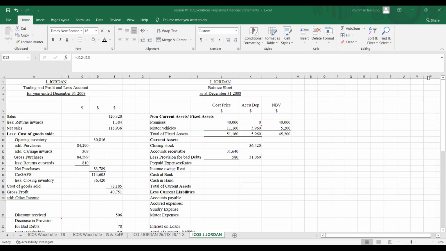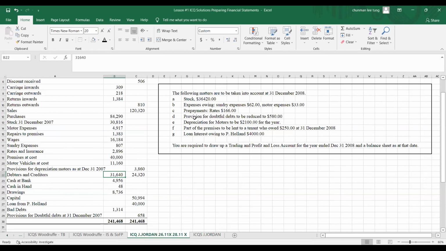You're just putting aside money in the event that you have a bad debt. So I hope you all understand up to that so far. In this question, going back to the question here, we see that provision for doubtful debts to be reduced. So I should be happy being J. Jordan because I could finally reduce my provision for bad debts.